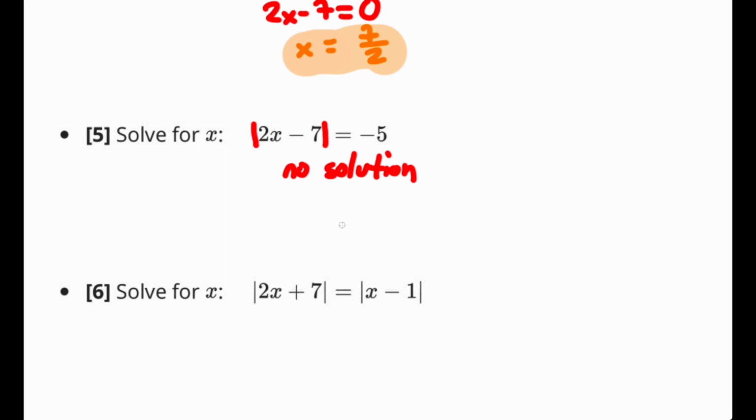Now, say you did work this out and you didn't notice the negative and you messed that up. This is where checking your work really comes into play, because if you try to check your work on this, you'll notice that it doesn't work. So even if you forgot that absolute values can't be negative and you try to solve this problem all the way, as soon as you check your work, you're going to hit a roadblock and realize, oops, this isn't the answer, and you'd realize that it was no solution. But that is the answer for this one.